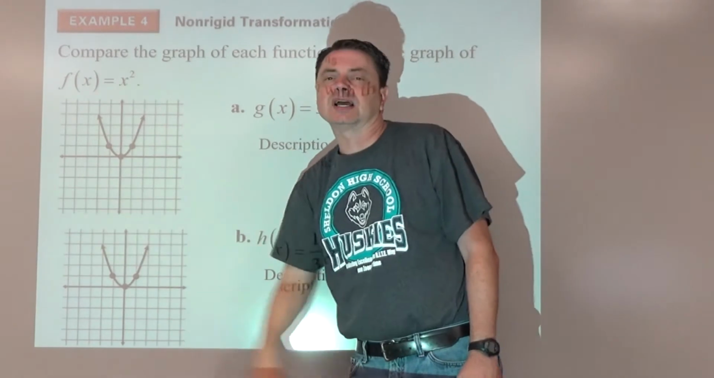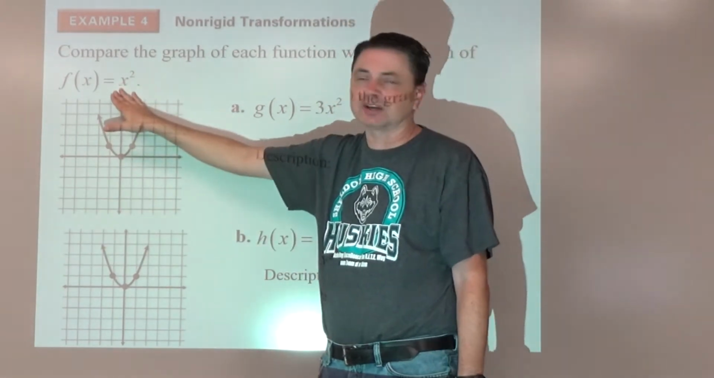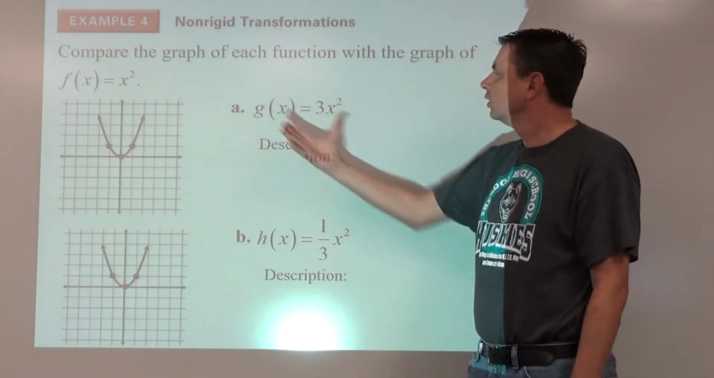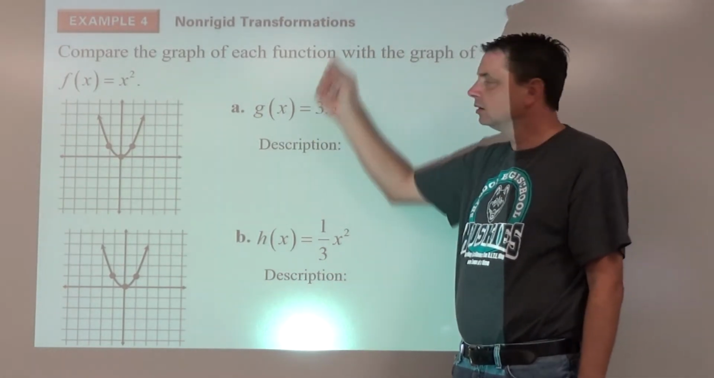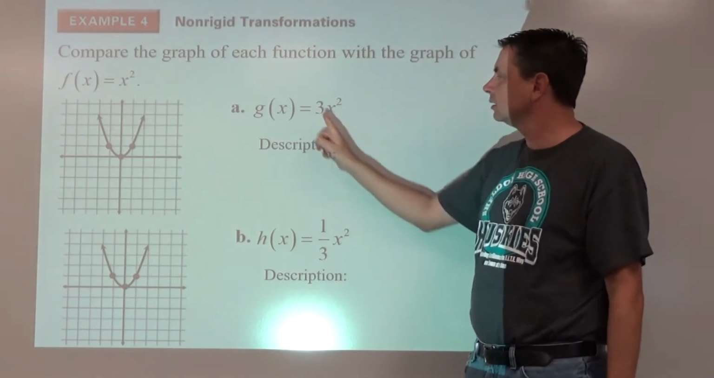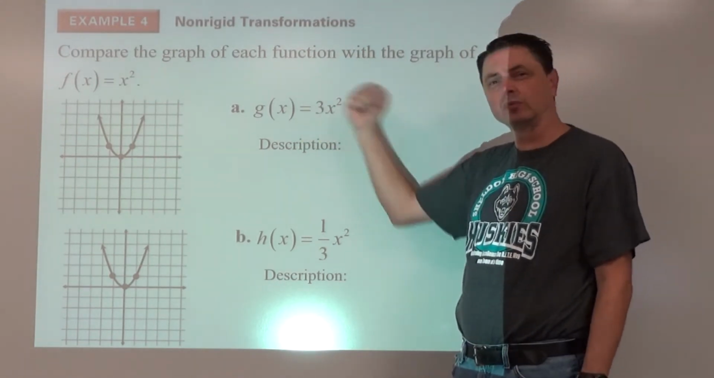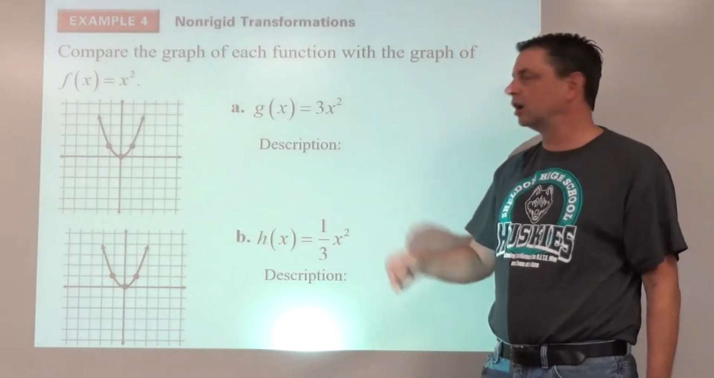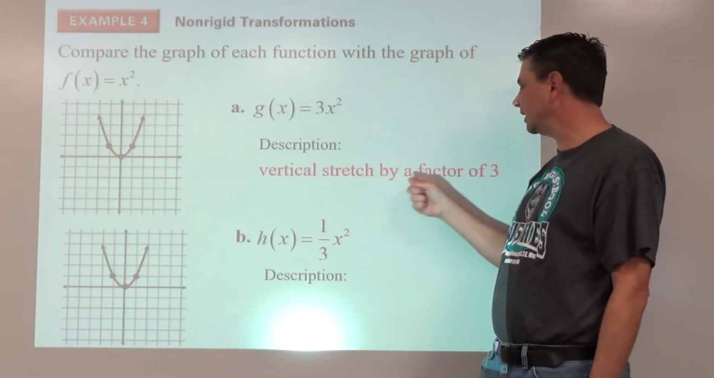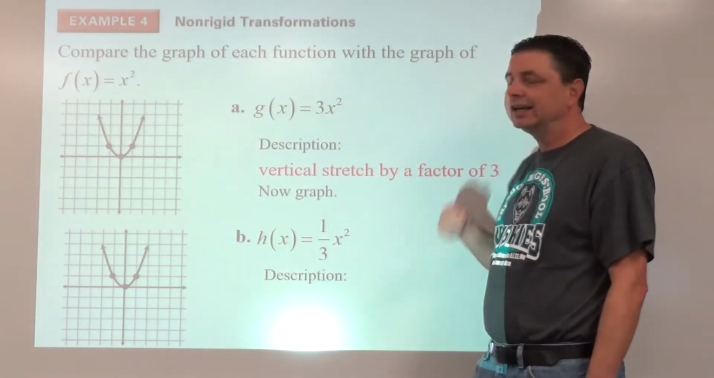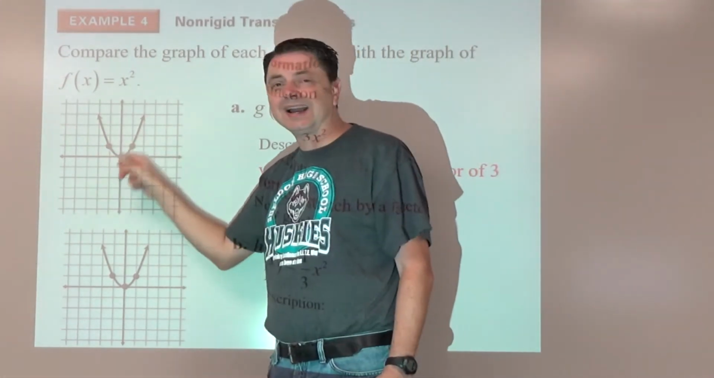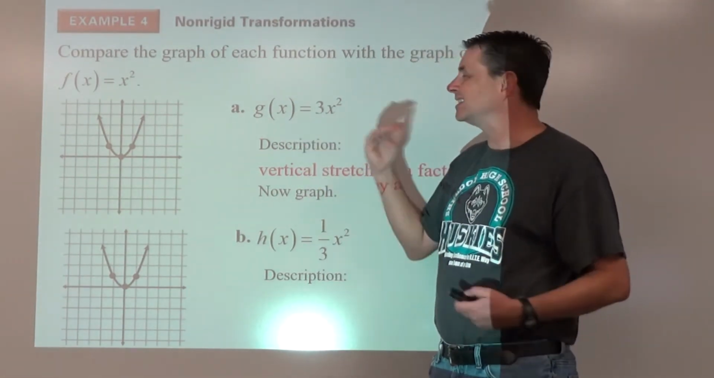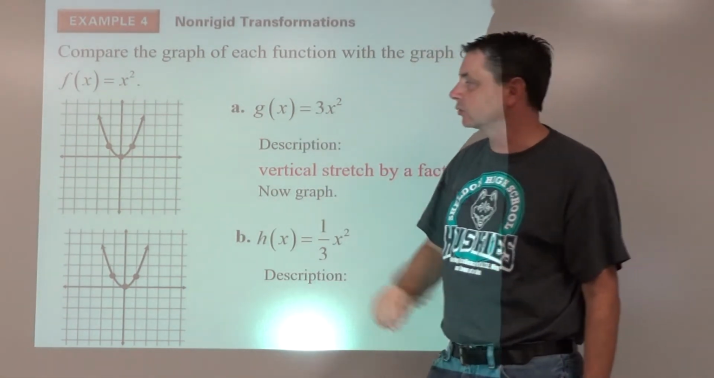So back to our library of parent functions, we've got our squaring function, x squared with the 3 key points shown. What's going to happen here? 3x squared. Since this is greater than 1 and we're multiplying, it's going to be a vertical stretch by a factor of 3. So what it does is it takes our y coordinates, because g of x is talking about y coordinates. It takes our y coordinates and multiplies them by 3.